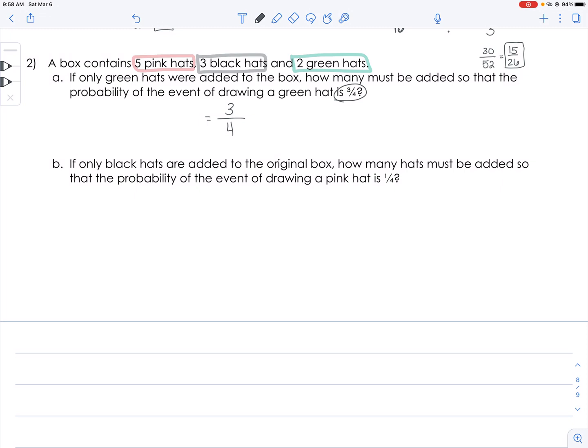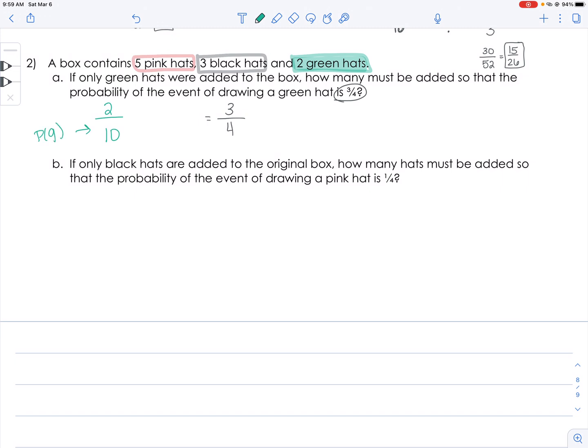Well, right now in my box, the probability of drawing a green hat would be the 2 green hats out of the total. So the total number of hats would be 2 plus 3 plus 5, which gives me a total of 10. So the current probability of a green hat is 2 out of 10.